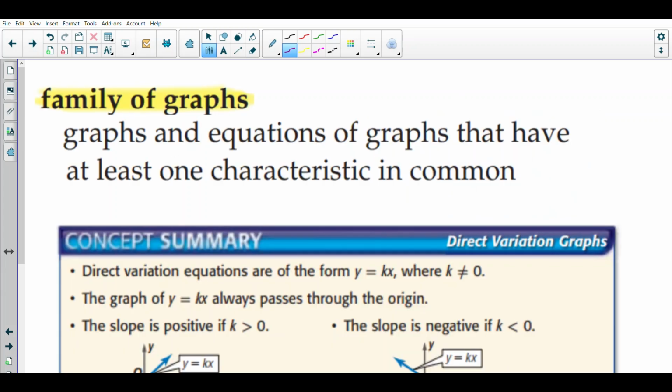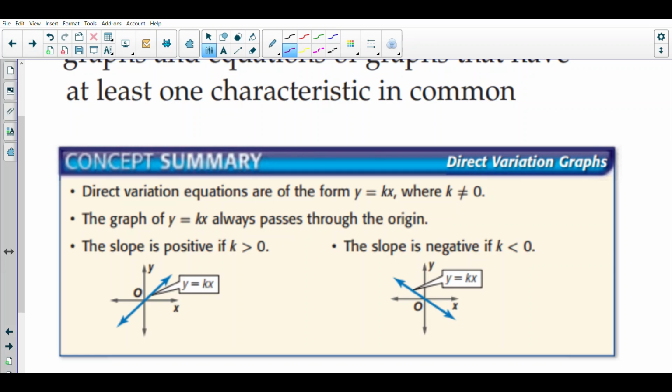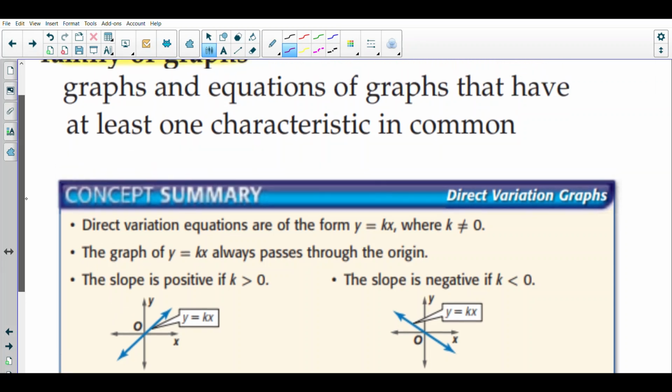All right, so now, just a quick little side. A family of graphs are graphs and equations of graphs that have at least one characteristic in common. So in this case, our characteristic is the x. That's y and x. They're the same. Okay, so that's what they have in common. So they're a family of graphs.